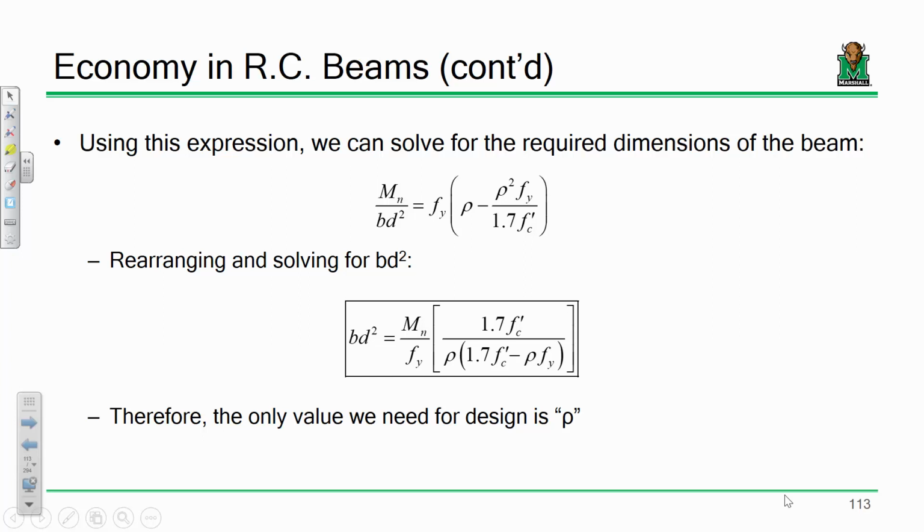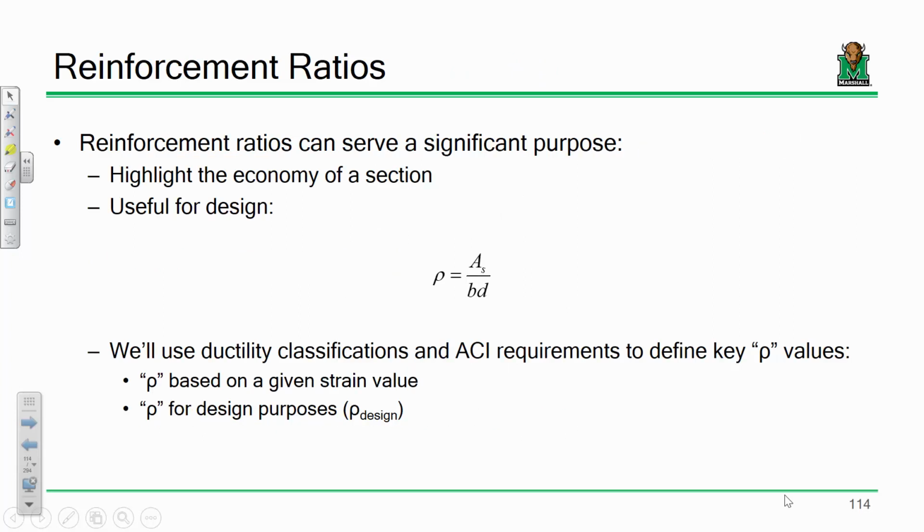The one thing that's a little iffy is rho. So how do you pick a rho value? Well, again, what is rho? Just to make sure we're all clear, it is As over bd. They are very simple terms that serve a really, really useful purpose for design. Now what we can do is a couple things. We can choose a rho so that we hit a target strain value, which is a little more complicated, or we can use a rho value for design purposes. And when you're just starting out with design, I sort of recommend that.